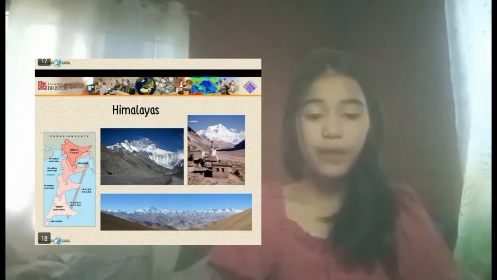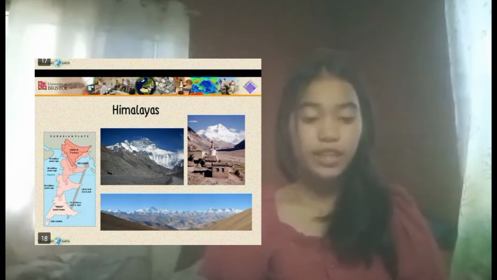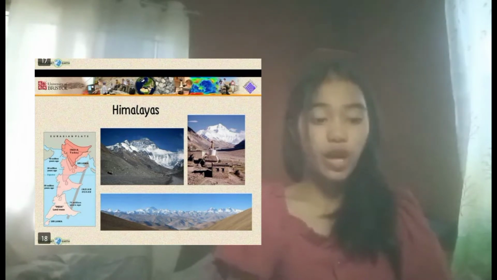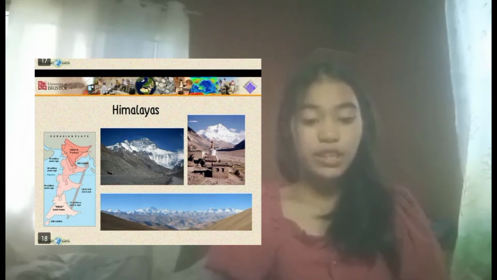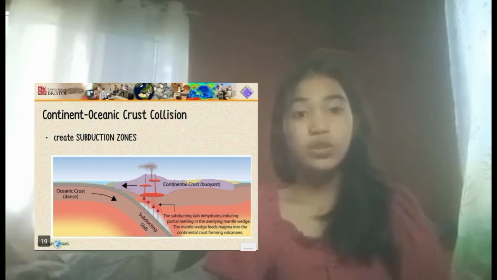The Himalayas are a prime example of how tectonic plate motion can change the Earth in extraordinary ways. The Himalayas are the highest mountain range on the planet, formed by the collision of two tectonic plates that were carried by the Earth's lithosphere. Continent-oceanic crust collision creates a subduction zone.